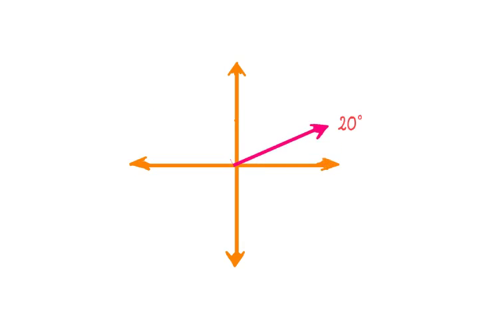Coterminal angles are angles in standard position that have a common terminal side. A reference angle is a positive acute angle formed by the terminal side of an angle and the x-axis.